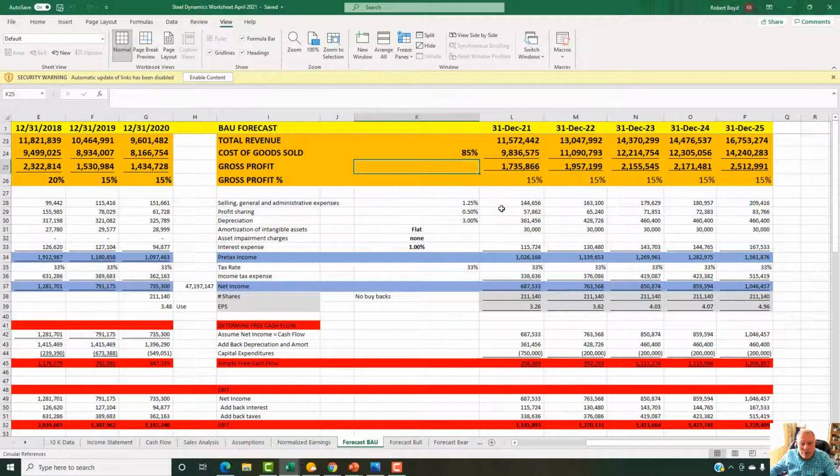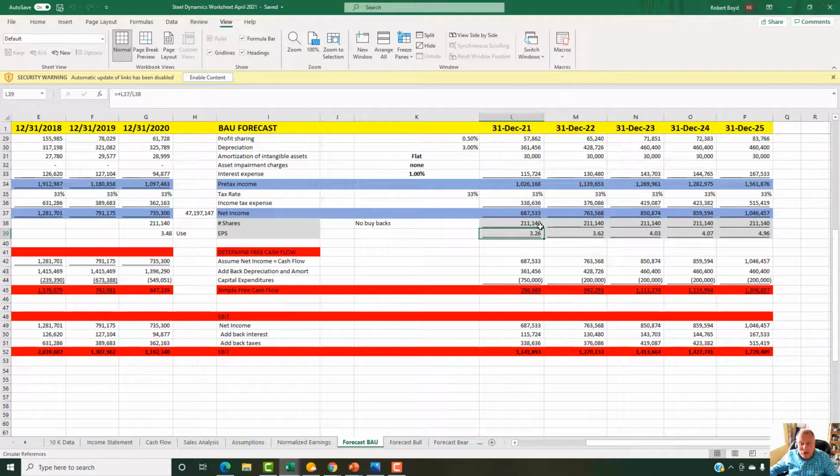Now, I also made the assumptions here. Remember, I'm doing this at a really high level. There's my 33% tax rate. And it comes out with my net income. I'm assuming no buybacks. If you want to assume buybacks, that's fine. And that would give earnings per share of 3.26. Last year was 3.48. So it's actually down as some costs are going up, primarily depreciation. And the company is making some major capital expenditures, so we know that'll happen.